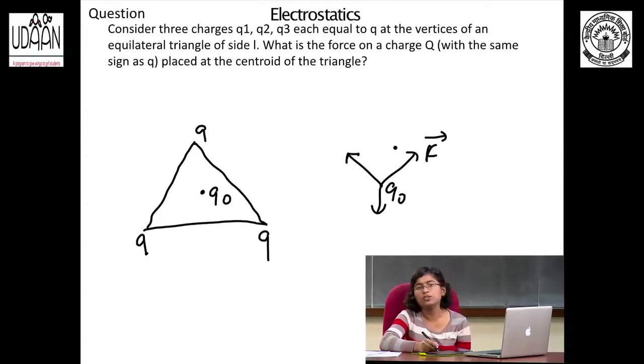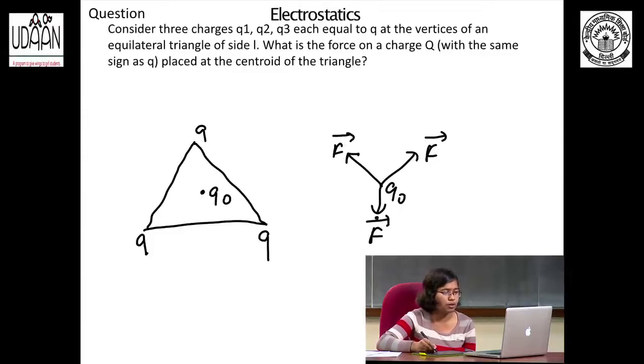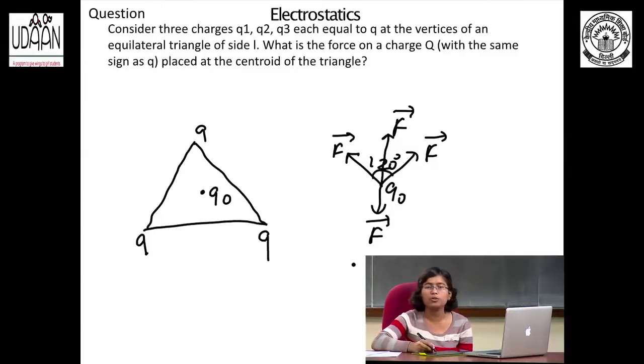Since the charges are of equal magnitude and at equal distance, the force due to all of them would be equal in magnitude. Now we have studied that the resultant of two forces at an angle of 120 degree has the same magnitude as that of either of the vectors. So the net resultant of the forces would be equal to F, and now we can say that the total force on Q0 is equal to 0.